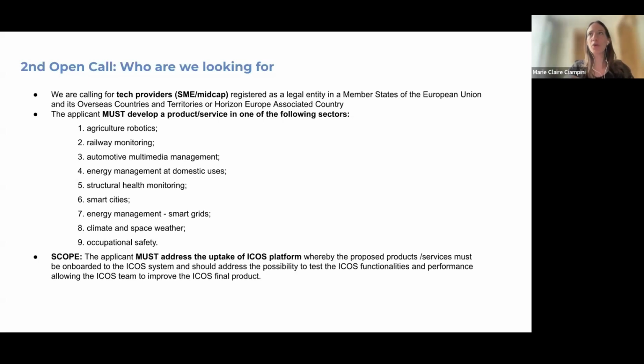So this second open call, the projects will kick off in January. So there may be some overlap, but you should not be too dependent on the outcomes of the first open call.